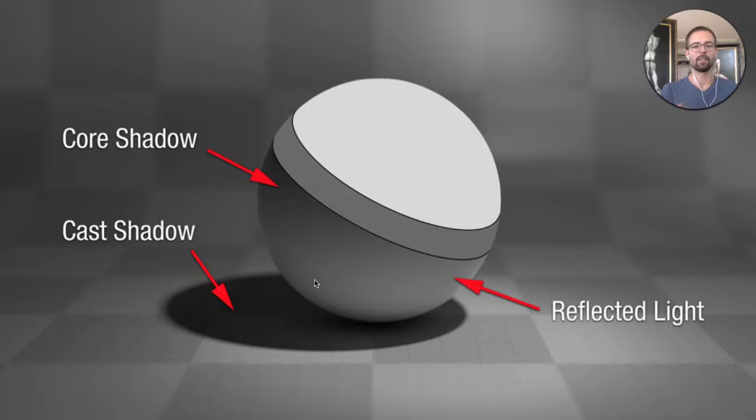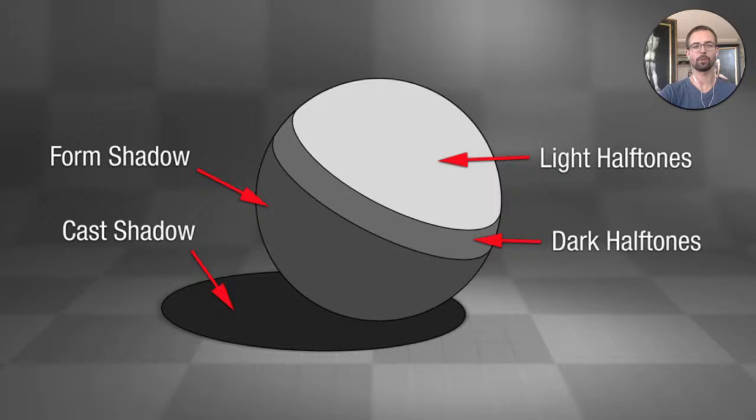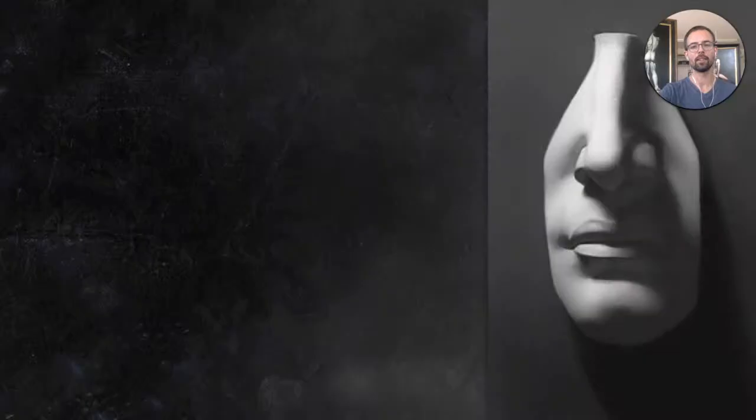And if you squint, I think the difference between the cast shadow and the other two is a bigger difference than between core shadow and reflected light. So I suggest we make one group of just form shadow. So ignore the difference between reflected light and core shadow. Just group that together. And then have another group for the cast shadow, which gives us four groups: light halftones, dark halftones, form shadow, and cast shadow. And we can use those same names, those same light effects on the sculpture.